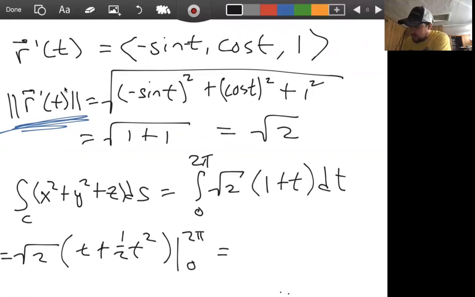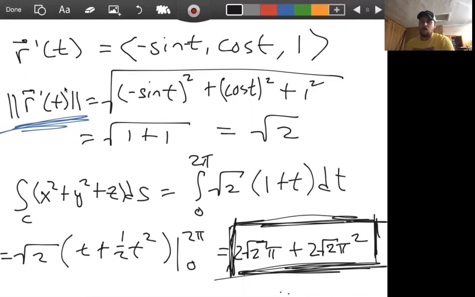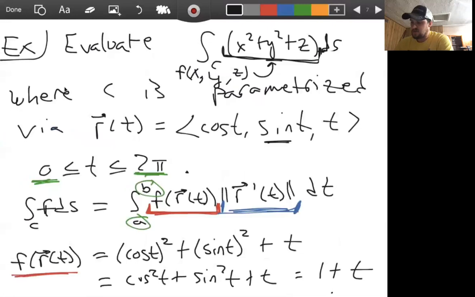If you plug in 2 pi for t, you're going to get 2 root 2 pi in the first term. And in the second term, you'll get 2 pi squared, which is 4 pi squared over 2, so plus 2 root 2 pi squared. You plug in 0, you get 0. And so here is the scalar line integral for this given function over the given curve. Here's an example of how we can actually compute a scalar line integral. This gives us a nice working definition and a good example of scalar line integrals.